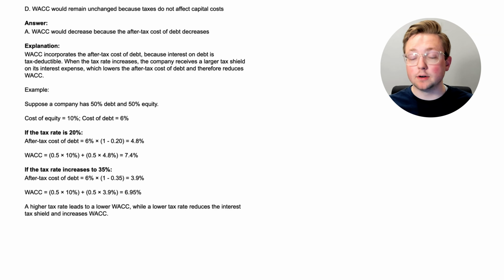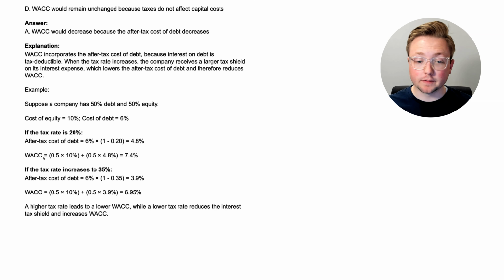And again, this is a reminder of how to calculate the cost of equity. So let's assume that a company has 50% debt and 50% equity. That's their total capital. The cost of equity is 10%. The cost of debt is 6%. If the tax rate is 20%, the after-tax cost of debt is going to be 4.8%. And you do that by taking the current cost of the debt, multiply it by 1 less the tax rate, and that gives you the after-tax cost of the debt.